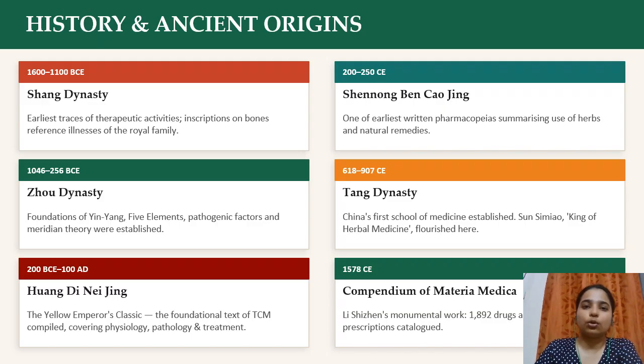Now let's go to the principles of Chinese system of medicine. So as I have already mentioned, we have two types of concepts which formed during the Zhou dynasty, which is the foundation of yin yang as well as five elements. So a person who already knows Indian system of medicine such as Ayurveda, Siddha knows the concept of five elements.